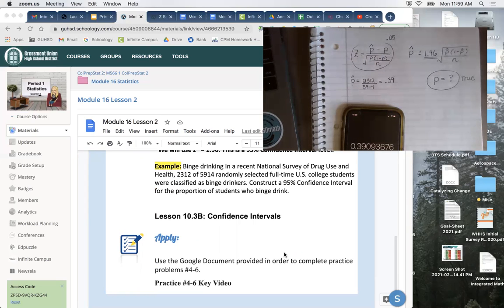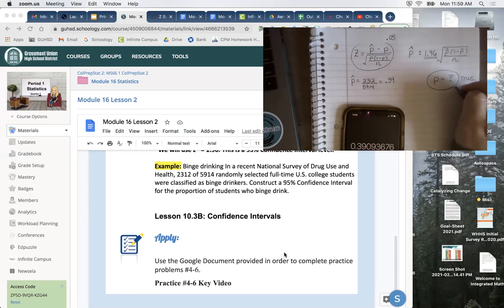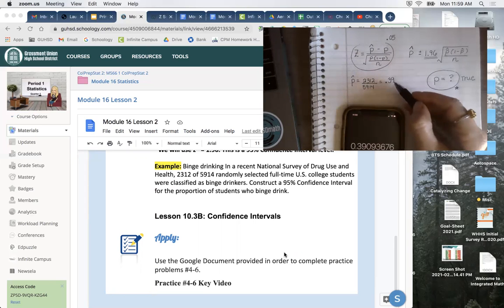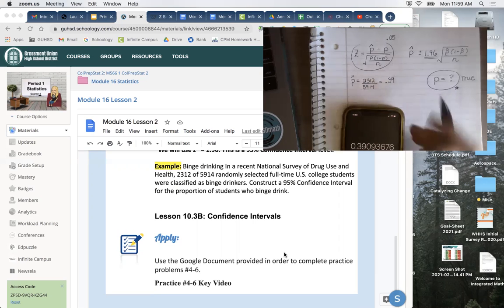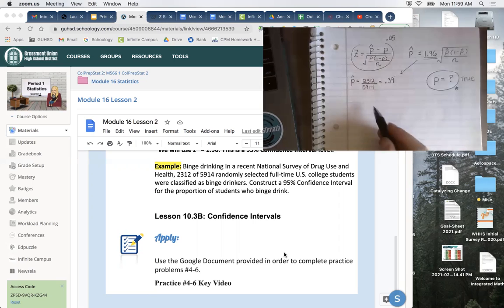39%. Now, that's my sample proportion, p-hat. We're going to try to estimate what's called the true proportion based on this sample proportion. This is how we do that. We use this formula, which I'm going to use down here.